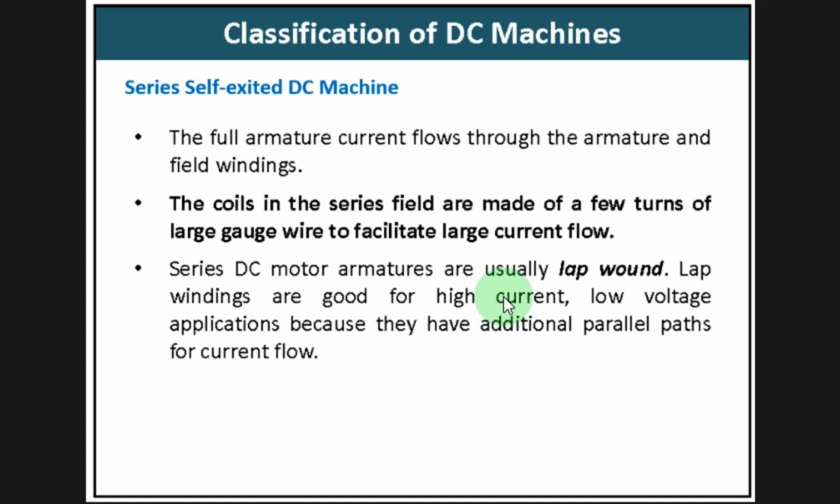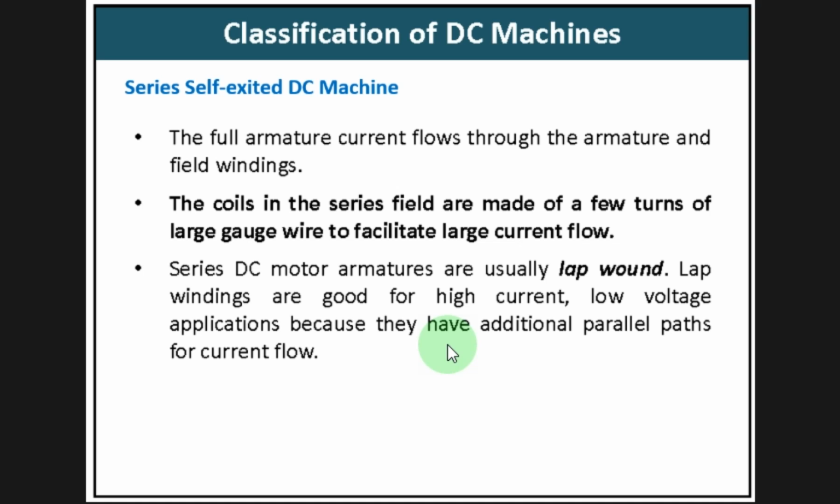So these series self-excited DC machines are normally lap wound. So the advantage of lap winding is that it can carry high current with low voltage, right? So in the case of lap winding, we can have a large number of parallel paths, right?